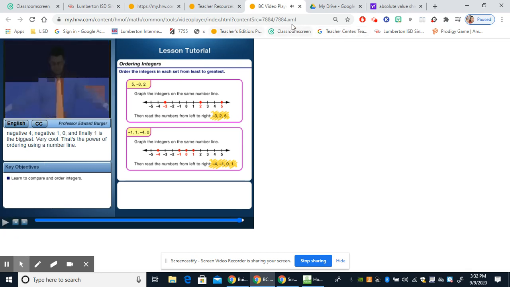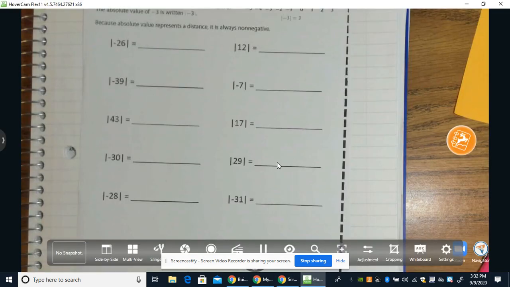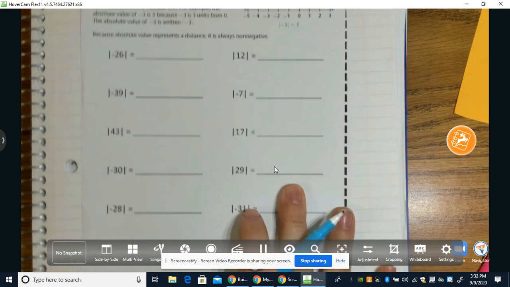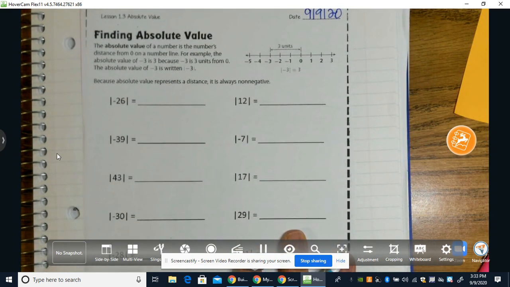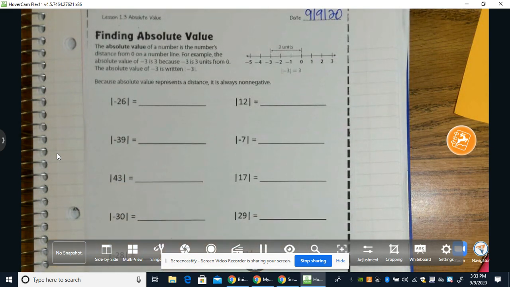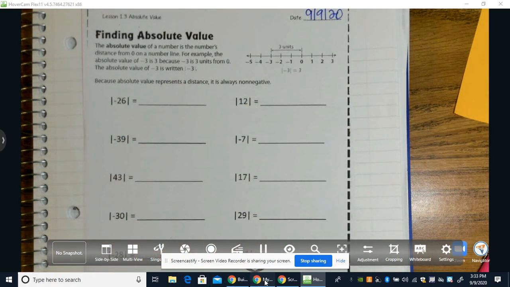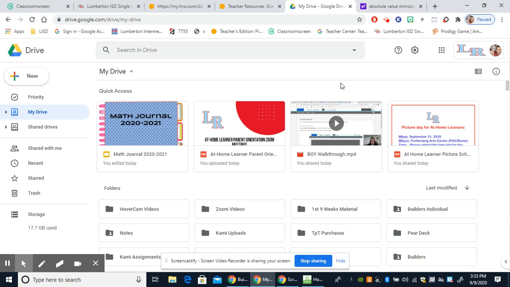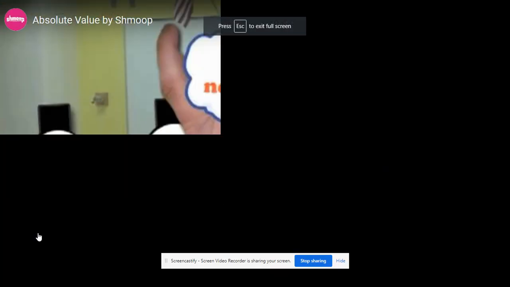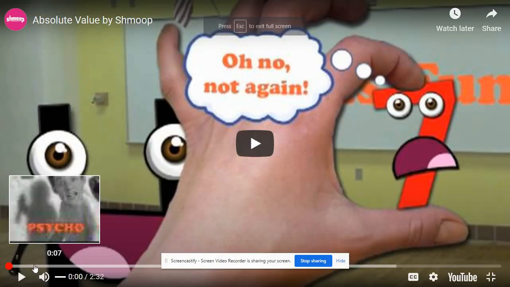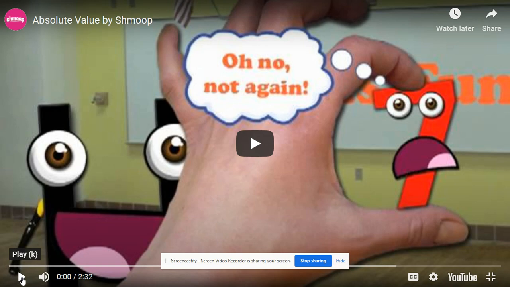All righty, guys. So that sums up our comparing and ordering integers. Now we're going into finding absolute value, which is the easiest thing in the world. And now we're going to watch one of my favorite videos, a la Schmoop. It gives you just a little intro, about 2.5 minutes of absolute value. And I hope you like this as much as I do.